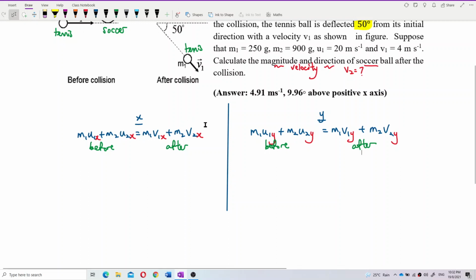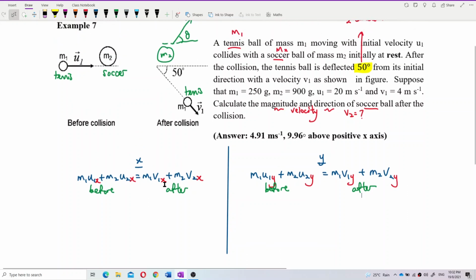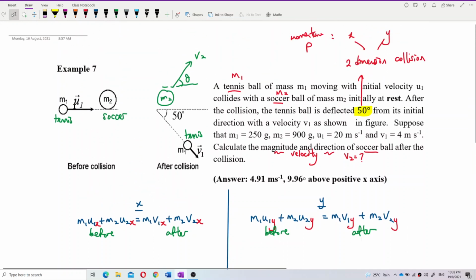Now we do it by components. Remember, 1 is for tennis, 2 is for soccer. We already have the data here, but this one is in grams, so better we make it into kilograms. Maybe you should rewrite the information somewhere. Mass 1 is 250 grams, so convert to kilograms. You must change to SI units. So mass 1 is 0.25 kilogram. Just write it on the diagram here.